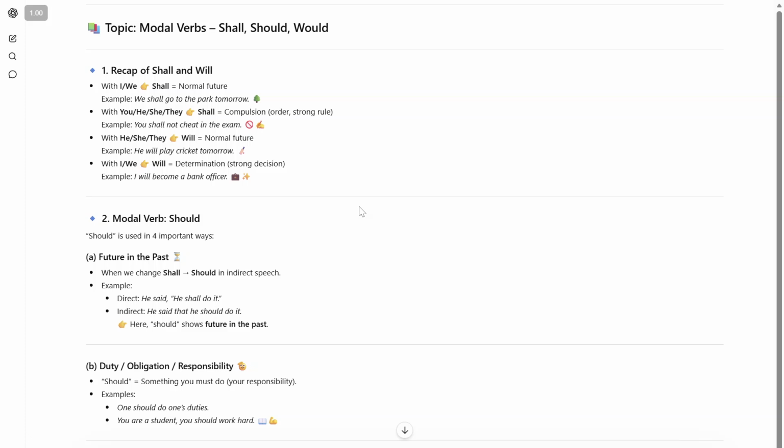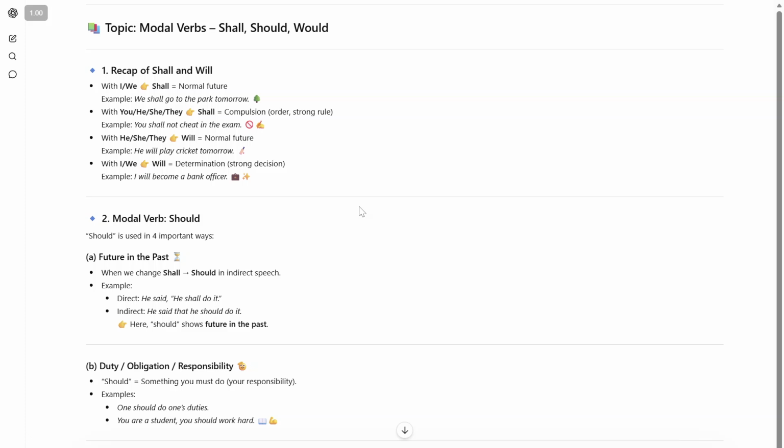Let's organize this nicely. I'll act like your English teacher and explain with examples and very simple words. Topic: modal verbs shall, should, would. 1. Recap of shall and will. With I, we, shall equals normal future. Example: We shall go to the park tomorrow. With you, he, she, they, shall means compulsion, order, strong rule. Example: You shall not cheat in the exam. With he, she, they, will means normal future. Example: He will play cricket tomorrow. With I, we, will means determination, strong decision. Example: I will become a bank officer.